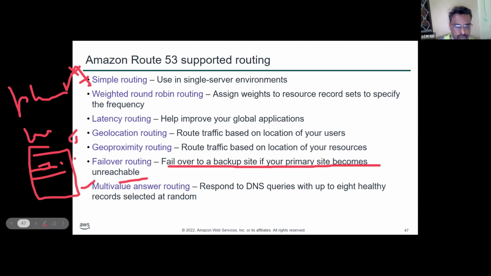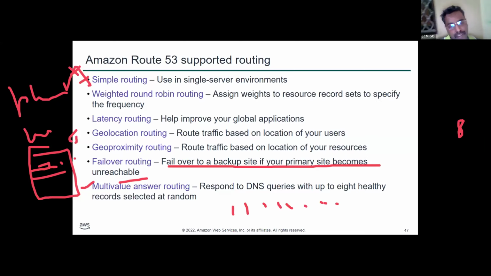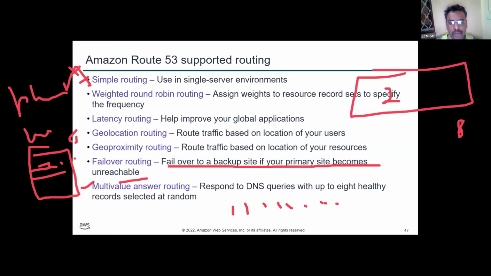Next, multi-value answer routing. It responds to all the DNS queries with up to 8 healthy records selected at random. That is, we can set multiple resources. We can set multiple answer routing, where we can go up to 8 healthy records. Up to 8 servers we can go, where we can respond faster. Like you are having a shop with more sales, and you have only 2 salespersons, what will you do?